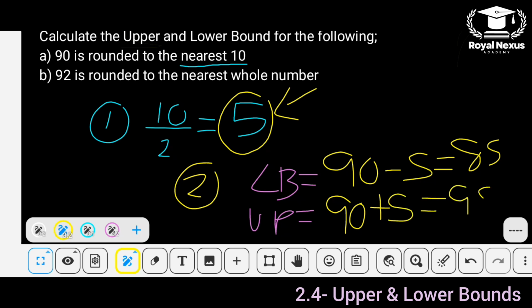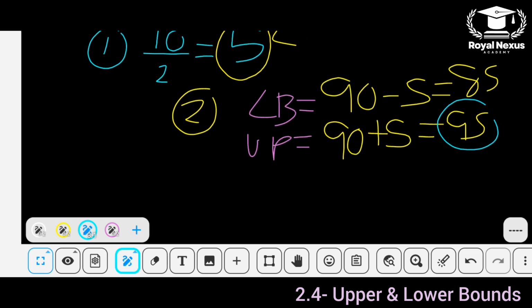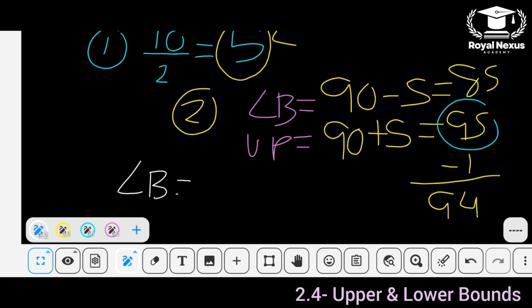But stop. This 95 is not your upper bound. For upper bound, there is another rule, that you need to subtract 1 from it. So your upper bound will be 94. So the answer to it is your lower bound is 85. The lower bound is equal to 85 and the upper bound is equal to 94. So again, I'm repeating the steps.